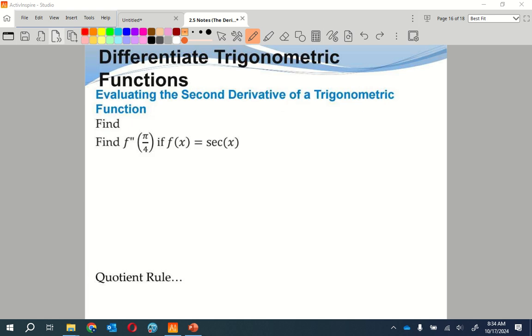So my first derivative, because it's going to be asked for the second, so I'm going to say that my f prime of x is going to be secant tangent.